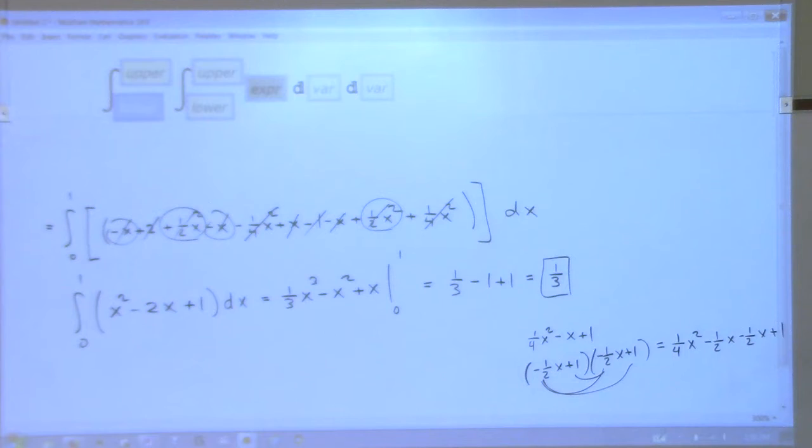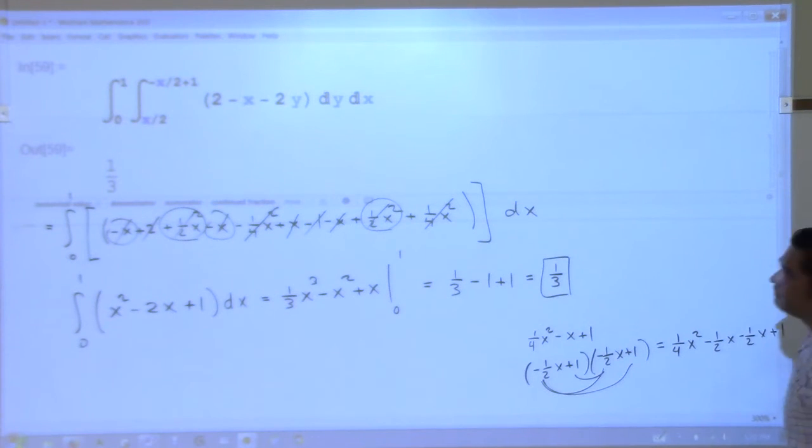So we wanted to go from 0 to 1. We wanted to go from 1/2 x, right? It was 1/2 x to negative 1/2 x plus 1. And we are integrating, help me out, 2 minus x minus 2y, and we're integrating that with respect to y, then x. Okay, 1/3.